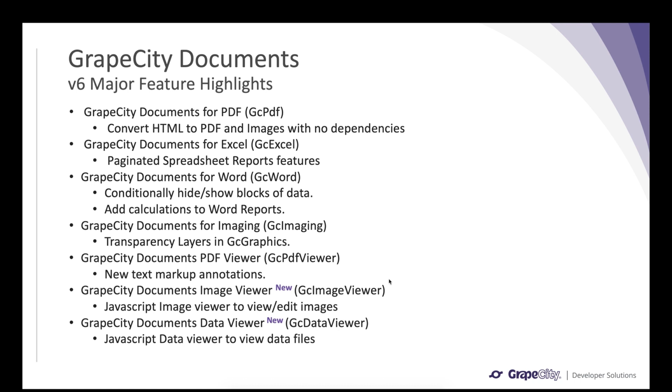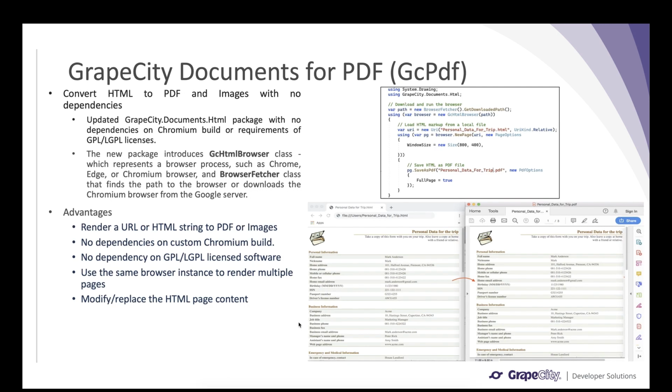And in this release, we introduced two new controls: GrapeCity Documents Image Viewer or GcImageViewer, a JavaScript based image viewer to view and edit images, and GrapeCity Documents Data Viewer or GcDataViewer, a JavaScript based data viewer to view data files.